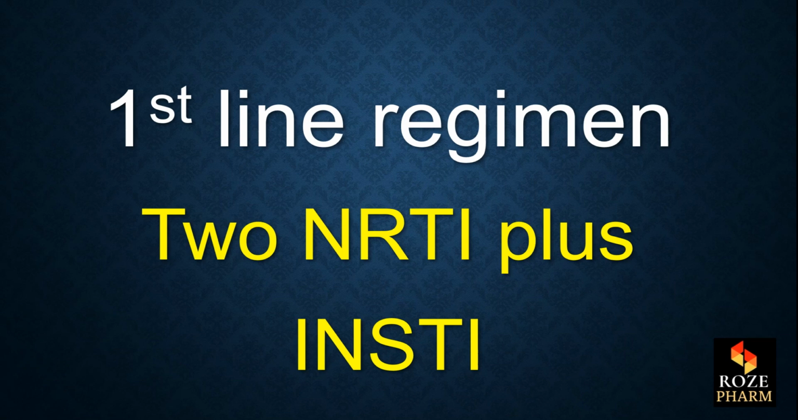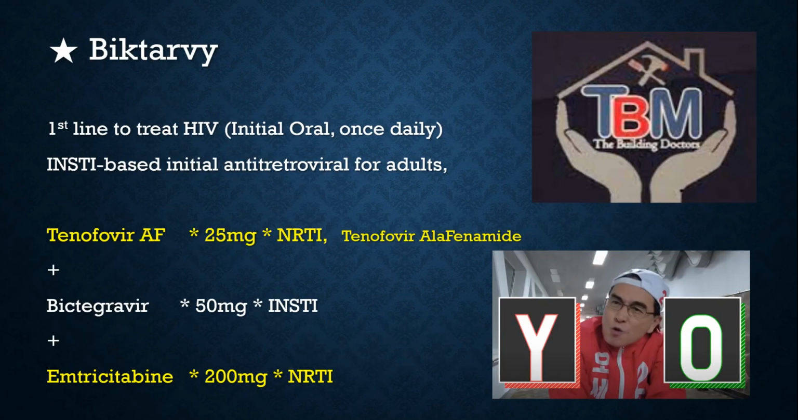So these are the treatments, and keep in mind that the first line regimen is 2 NRTI plus INSTI, or 2 NRTI plus others. For the first line regimen, there's Biktarvy, which is the brand name: tenofovir AF plus bictegravir plus emtricitabine, 2 NRTI plus 1 INSTI.